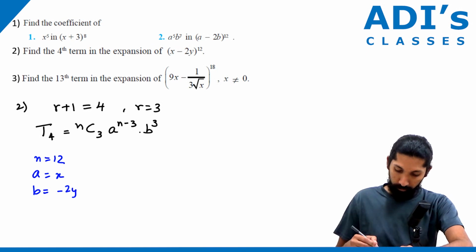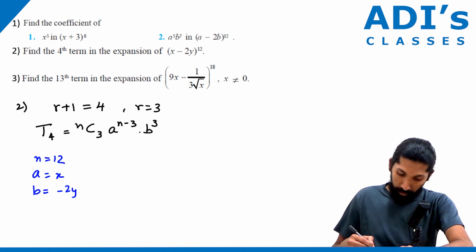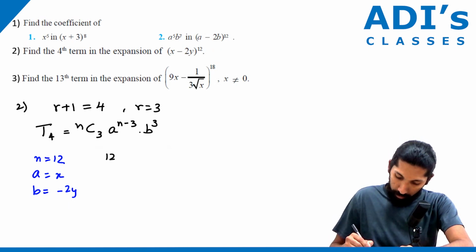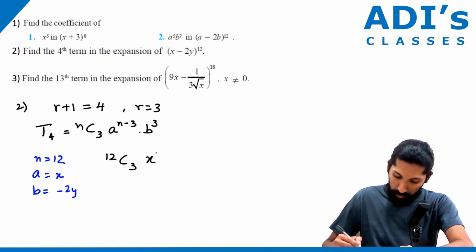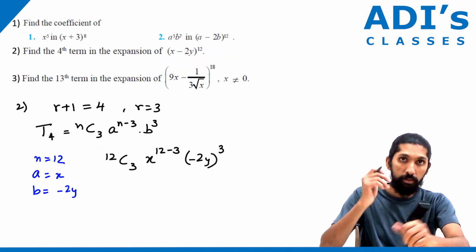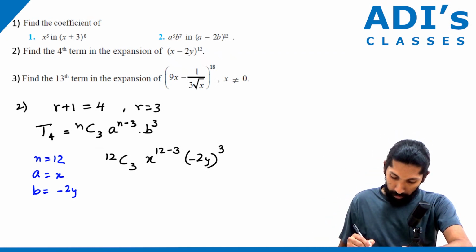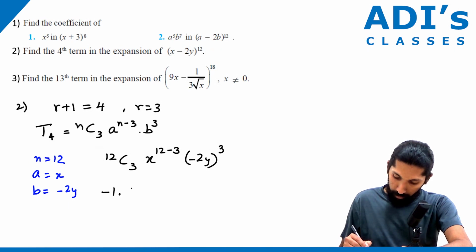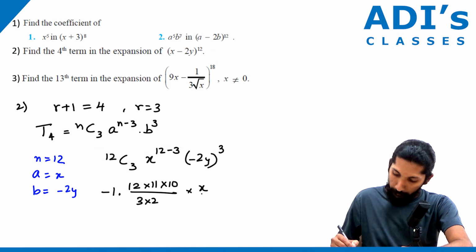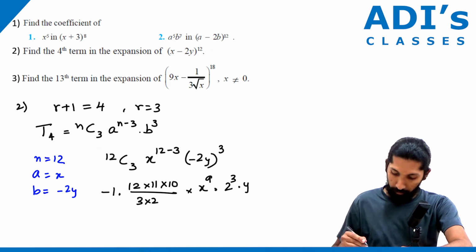So we'll substitute. If we substitute, what do we have? First, n value is 12, right? So we have 12C3 into x to the power of 12 minus 3. Now we can take minus 2y whole to the power of 3. Correct? Now minus 1 to the power of 3, we can take it outside. So we are going to have minus 1 into 12 into 11 into 10 divided by 3 into 2, into x to the power of 12 minus 3, which is 9, into 2 cube into y cube. Correct? We have to simplify this.